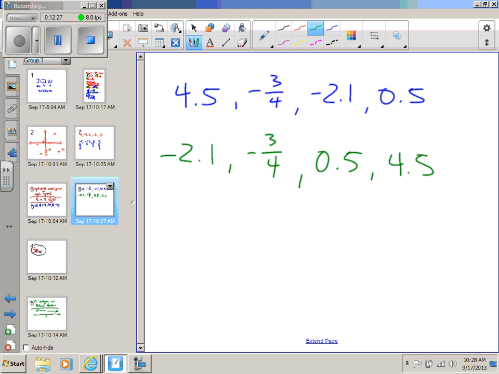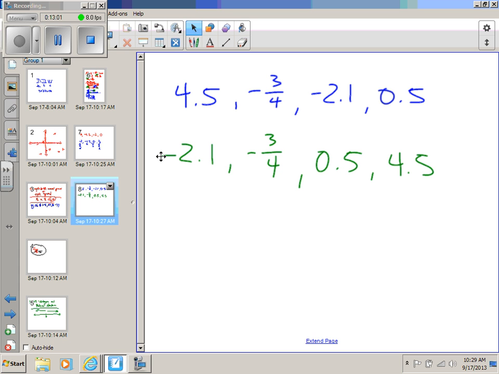How about the negative 2.1? How do we classify it? No, it wouldn't be an integer, wouldn't be a whole number, but it definitely would be rational. The negative 3/4, again, not a whole number, not an integer, but definitely rational. 0.5, rational. 4.5, rational. Okay, none of those are whole numbers. None of those are integers, which you would find on your number line. Okay, so pretty straightforward stuff there.